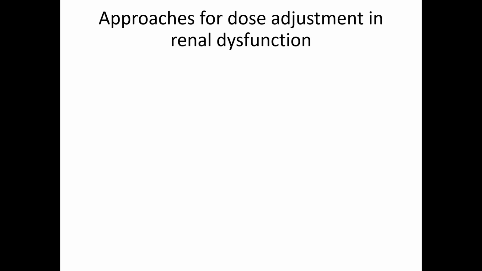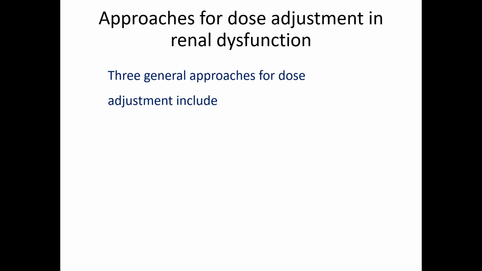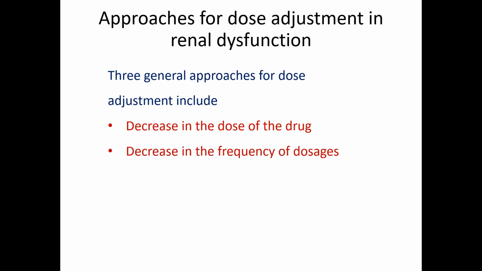And what is the approach? The approach is to either decrease the dose of the drug, or decrease the frequency of dosing, or both. Basically two approaches: decrease the dose or decrease the frequency. I will show you how each will affect the curve of the plasma concentration of the drug in the body in various situations.